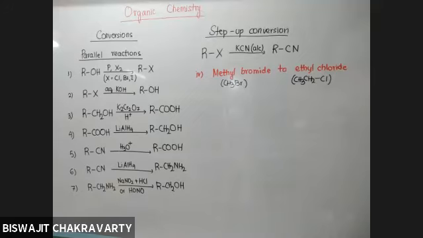Anybody who has completed can share what they have done. After reacting with KCN, it is converted into CH3CN, and after that we have to react with LiAlH4, lithium aluminum hydride. It's up to you. Either you can hydrolyze it with H3O plus, or you can reduce it. But what I want is ethyl chloride as the final product. There are two ways of doing it.